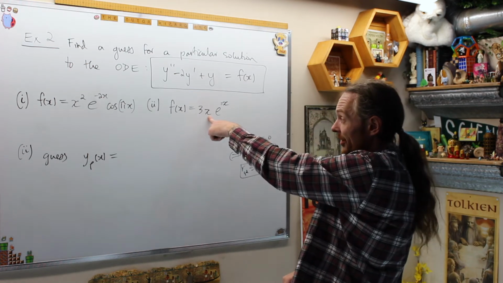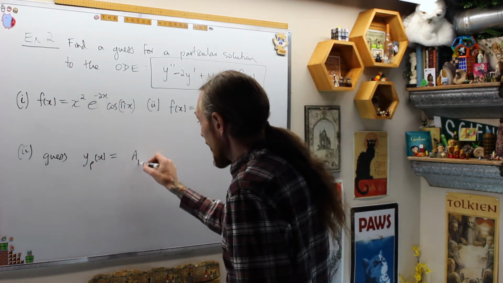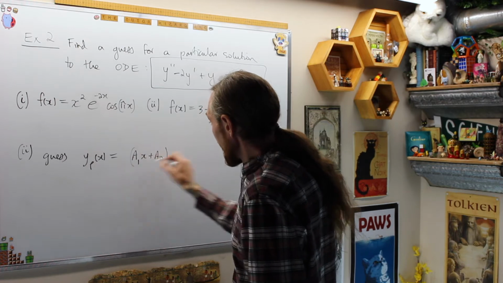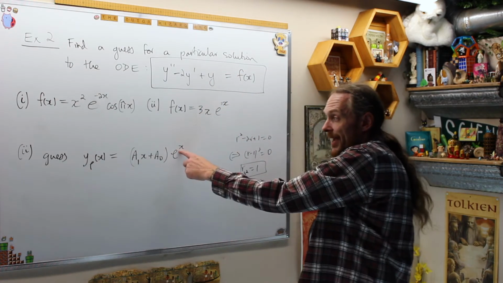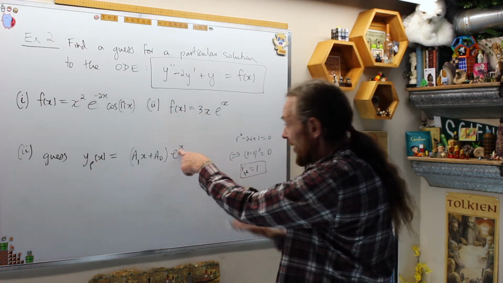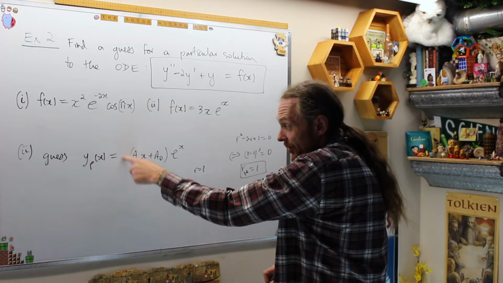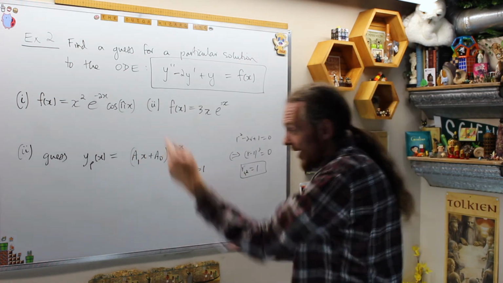First of all, I have a linear term. That's going to make a guess of a1x plus a0 times e to the x. And then if that r, which is 1, is a single root, you add x to the 1. If it's a double root, which it is this time, you add x squared.